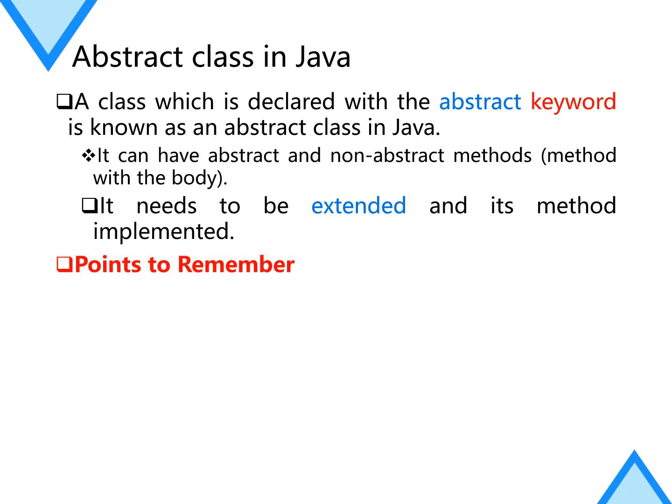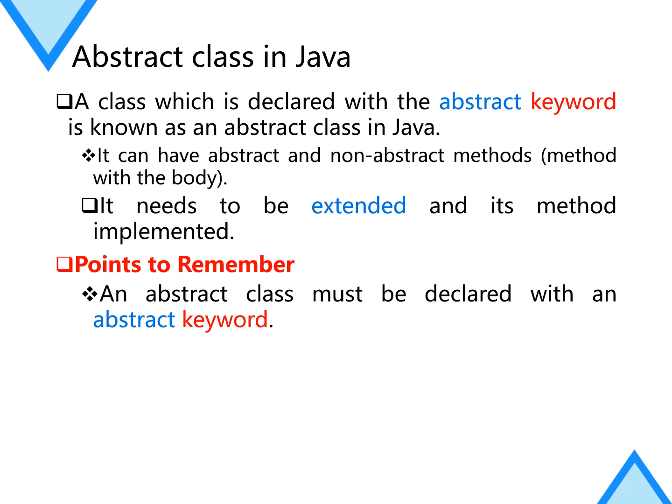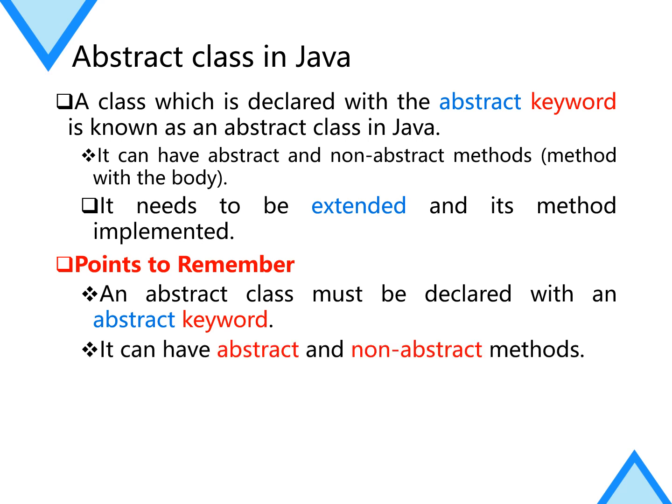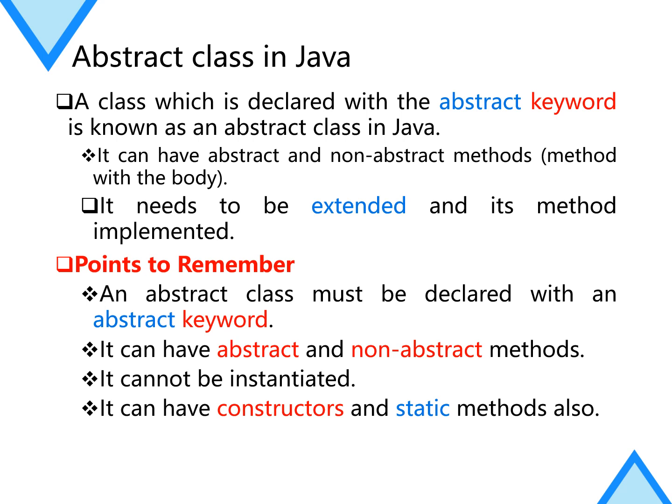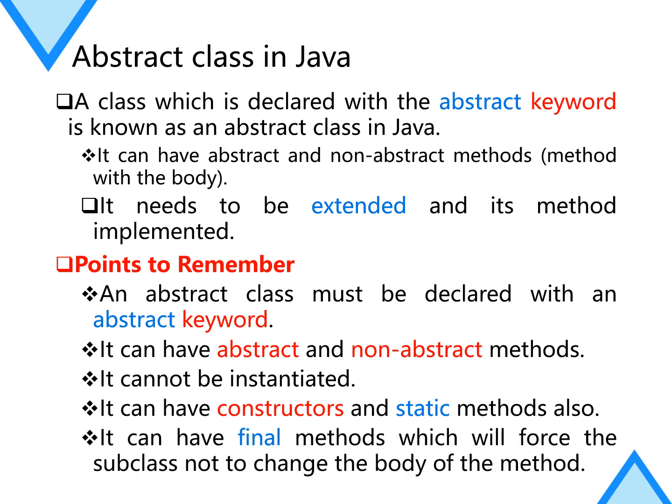Some points to remember: we must declare an abstract class with the abstract keyword. An abstract class can have abstract methods or non-abstract methods. We cannot create an instance of an abstract class. It can have a constructor and static method also.